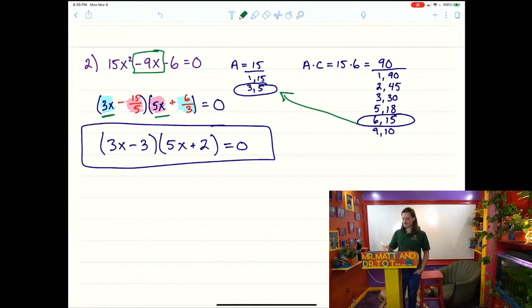But remember that I need to decrease those factors by the coefficients of the x values, because they're going to be manipulated when the outer times the outer and the inner times the inner values are multiplied. So simplifying here, 3x minus 15 over 5 is going to turn into 3x minus 3, and 5x plus 6 over 3 will reduce into 5x plus 2. So our answer is 3x minus 3 quantity times 5x plus 2 is equal to 0.